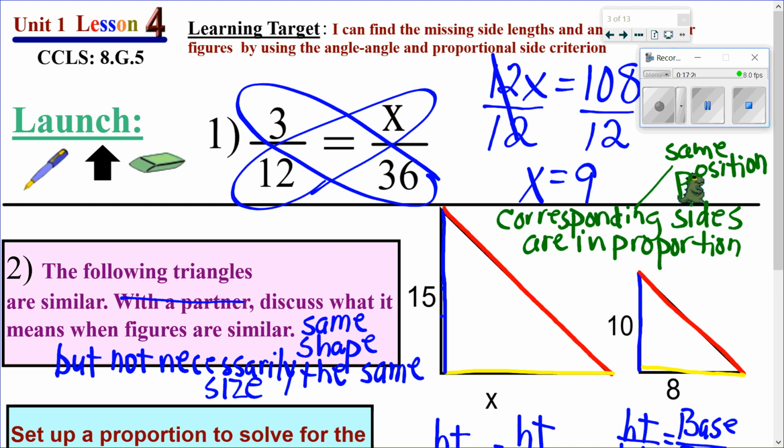Well, let's look here. The first one, number one, 3 over 12 equals x over 36. We knew that x was 9. So, what did you do to your numerator, 3, to get the numerator of 9? You multiplied by 3. What did you do to the denominator of 12? You multiplied by 3 and got the denominator of 36. So this one has an equal ratio of 3 to 1, or the scale factor is equal to 3. Let's look at the other one.